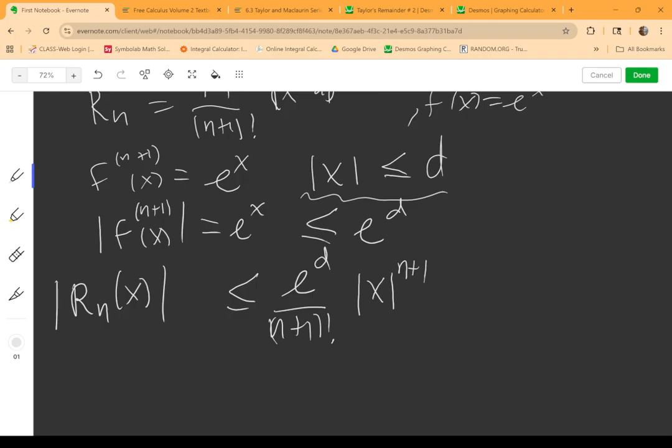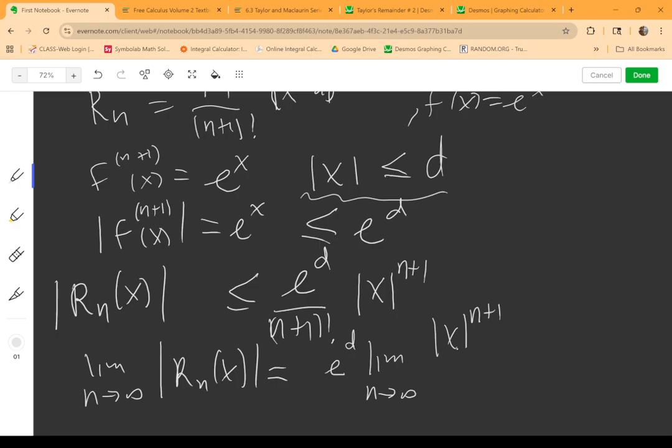Now I want to take a look at the limit as n goes to infinity of R sub n of x, which is bounded by e to the d. It does not depend on n, so I'll take it out of the limit, which is nice. One of the reasons I want to bound it is that it doesn't depend on the value of x; whenever I choose an x, d is just some value that is bigger than that x. That leaves the limit as n goes to infinity of the absolute value of x to the n plus 1 over (n plus 1) factorial.